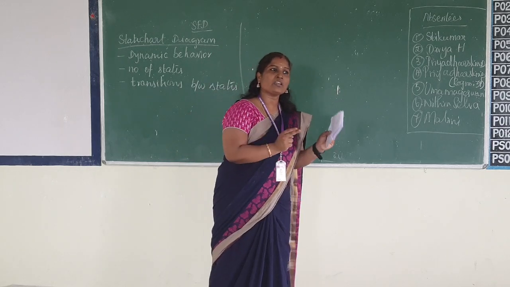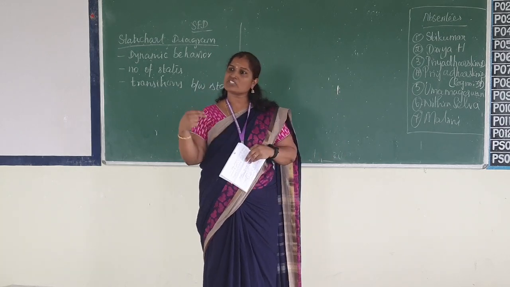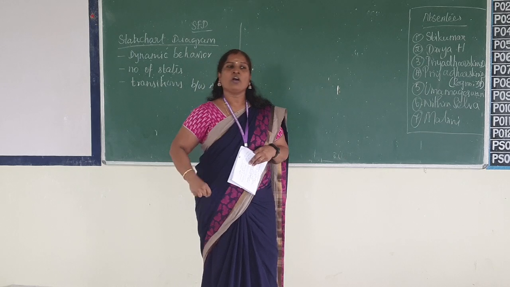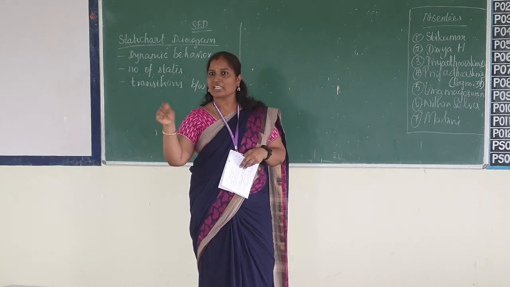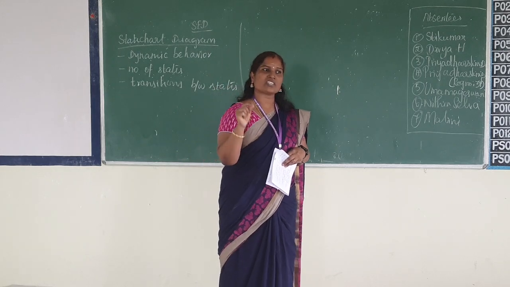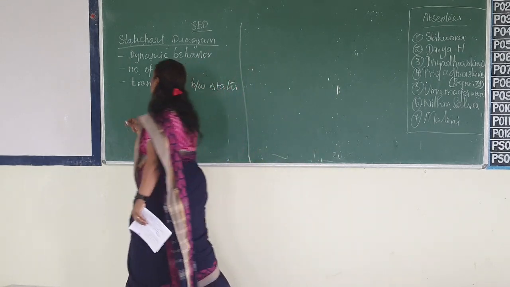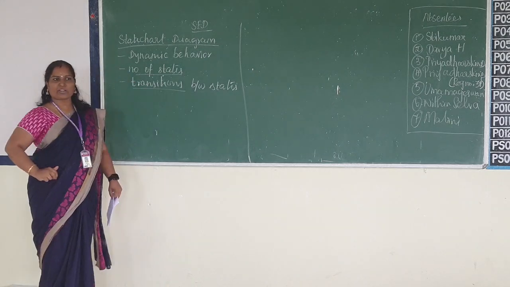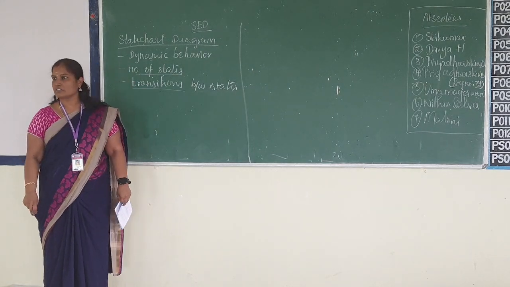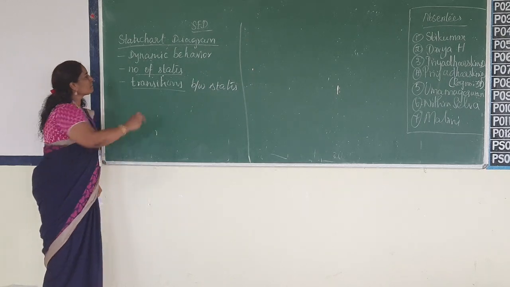What will happen to that object when some external event happens on a particular object or on a system? What change will happen on the object? That will be represented by the state chart diagram. So here we will be using a number of states and the transitions. Clear?